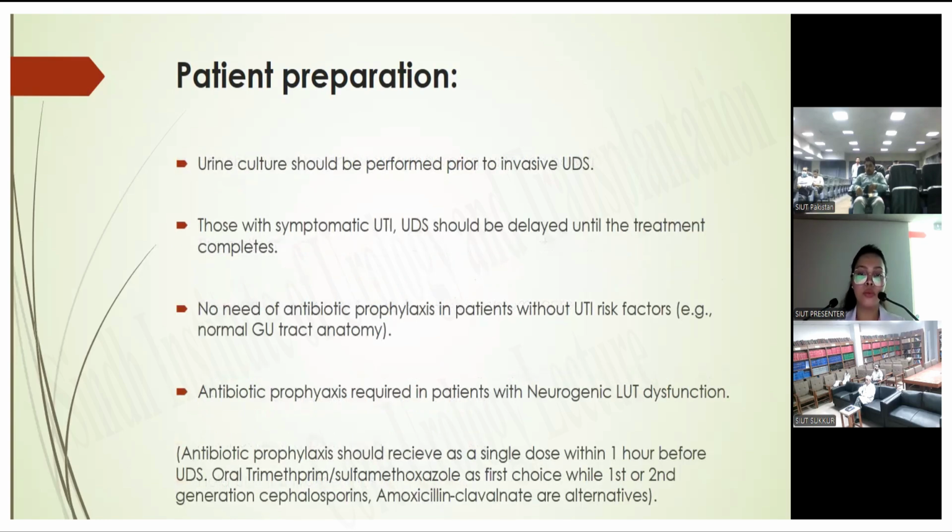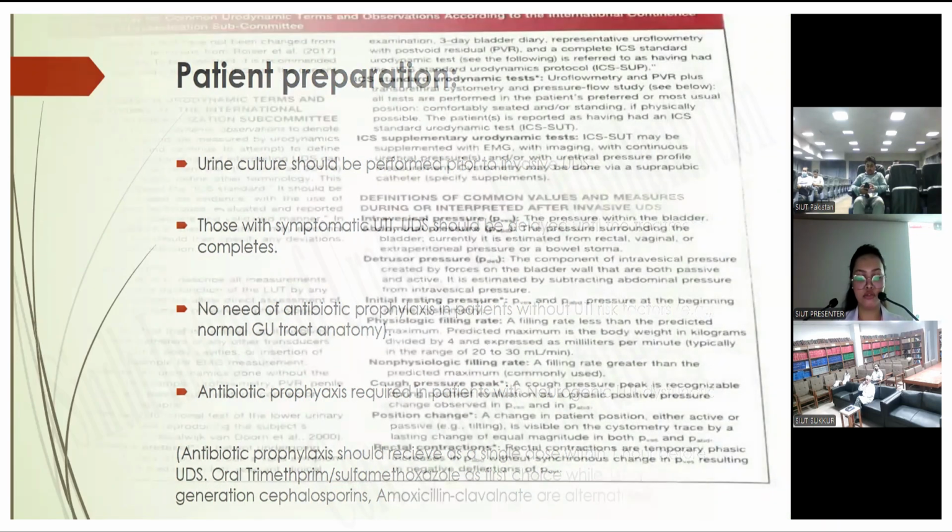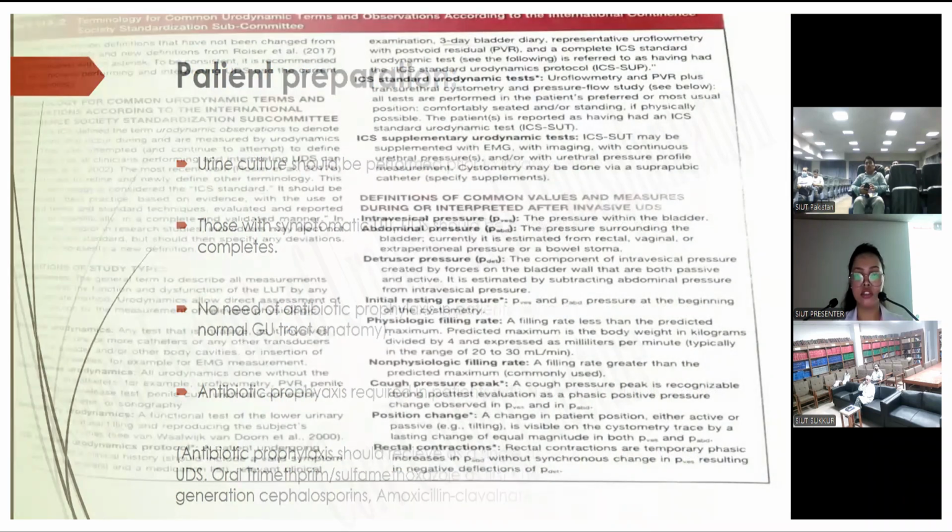Urine culture should be performed prior to invasive UDS. Those with symptomatic UTI, UDS should be delayed until the treatment completes. No need of antibiotic prophylaxis in patients without UTI risk factors, while antibiotic prophylaxis is required in patients with neurogenic lower urinary tract dysfunction. These are the ICS guidelines, which we'll be discussing in further slides.